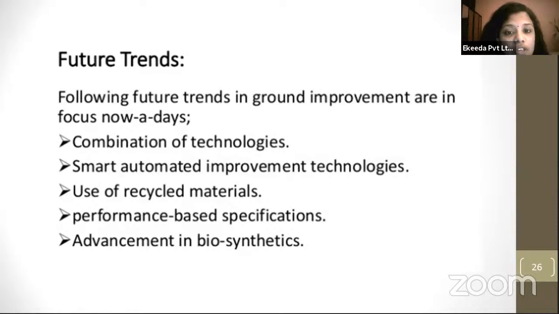Future trends. The following future trends in ground improvements are combination of technologies. We can combine the following technologies to suit the particular site, or smart automated improvement technologies, use of recycled materials, performance based specification, advancements in biosynthetics.